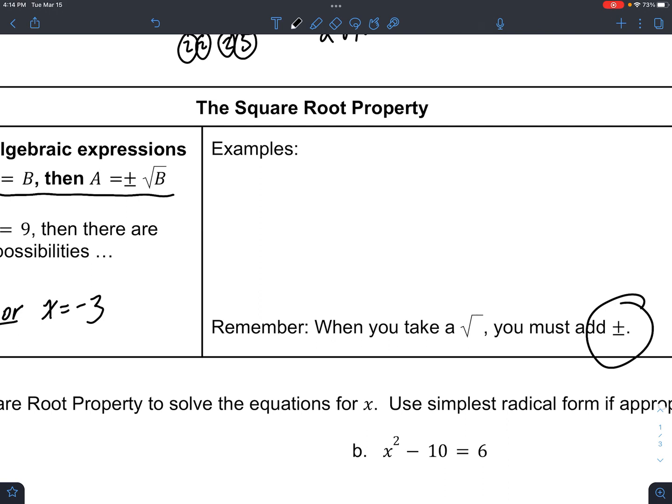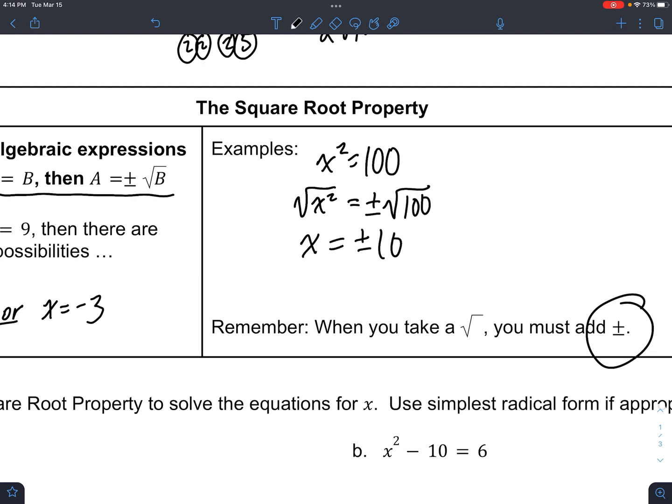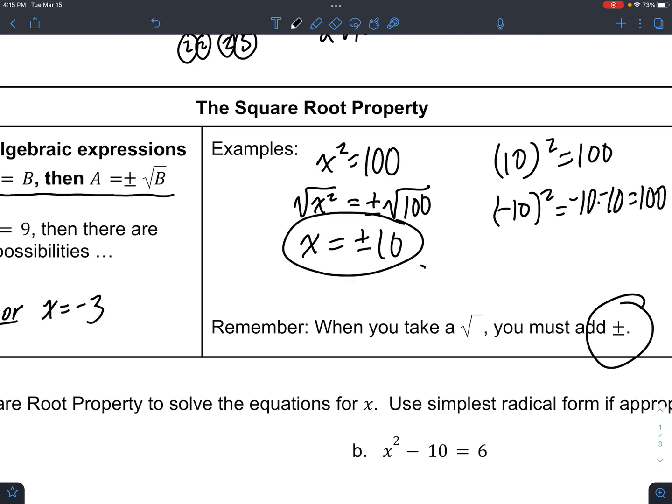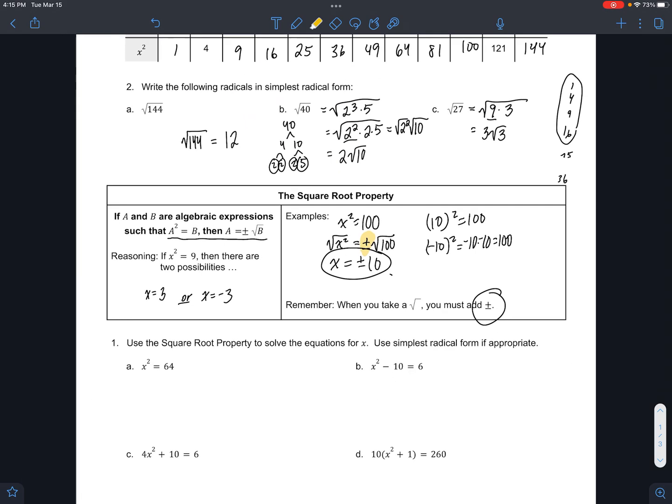Okay, so for example, if x squared is 100, we can introduce a square root, but we have to place the plus or minus. Let me show you why. Because 10 squared is 100, but it's also true that negative 10 squared is negative 10 times negative 10, which is also 100. So both of these must be included in our answer. So it's right here that we need to include the plus or minus.